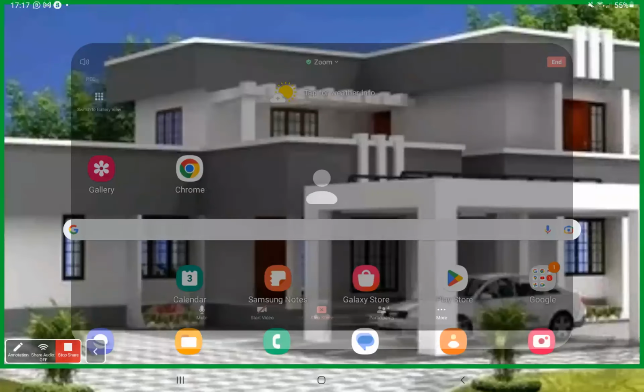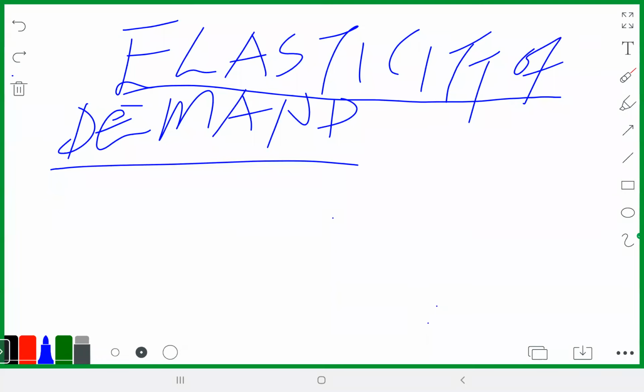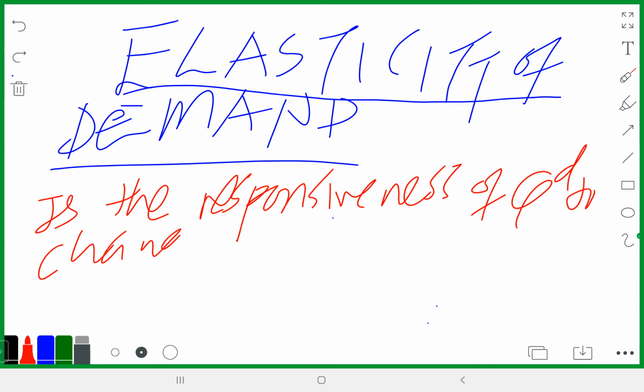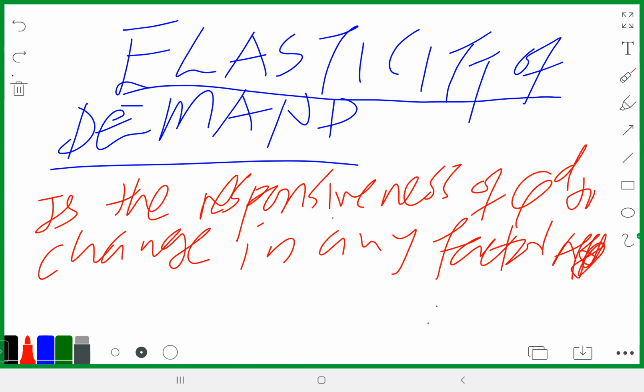Yes, so I was saying that the elasticities of demand actually now measures the responsiveness, all right? The responsiveness of quantity demanded to change in any factor affecting demand, all right? The responsiveness of the quantity demanded to changes in any factor affecting demand is what is called the elasticities of demand. So what we are saying is that the quantity demanded actually responds to some changes in factors that affect demand. So now, that response, okay, is what is called the elasticity of demand.